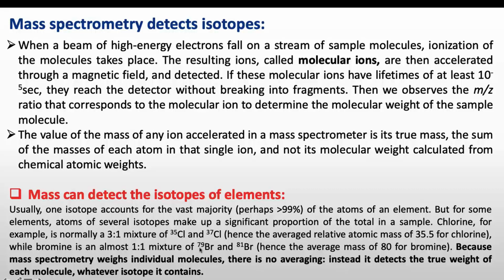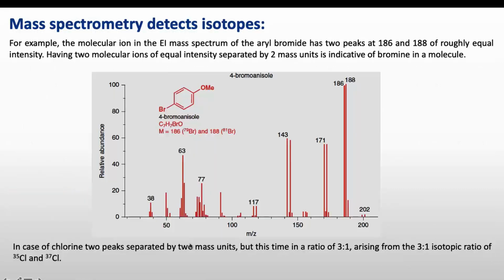Like if we talk about 79Br, it will take 79. If we take 81Br, it will weigh it as 81. It will not take the average like 80. So there is no averaging. Instead, it detects the true weight of each molecule, whatever isotope it contains. Now take the example of this molecule which has a bromine.